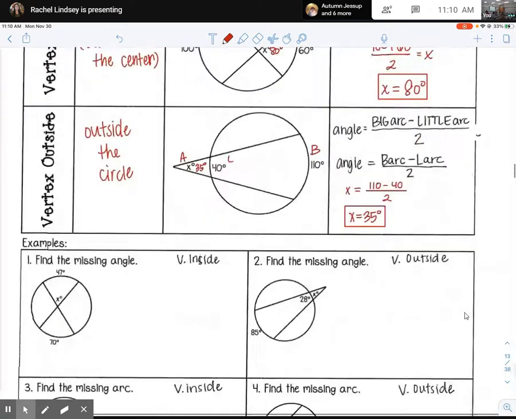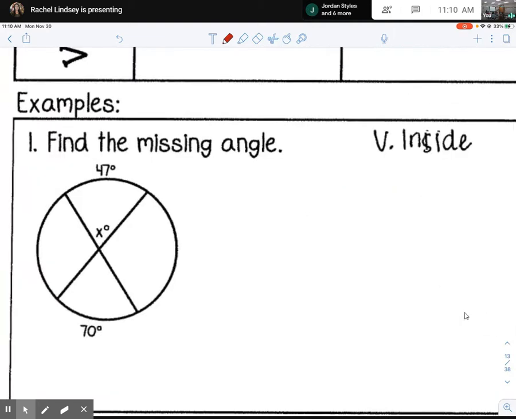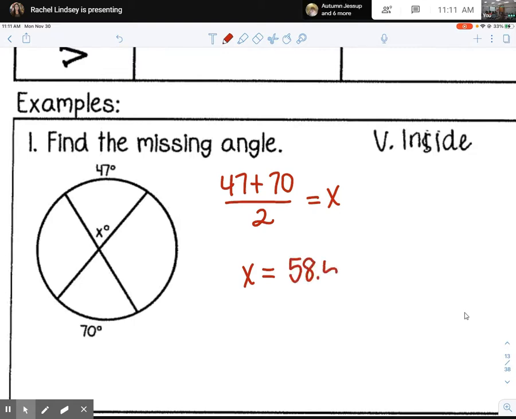Okay? So looking at number 1, that's vertex inside. So we're going to use arc plus arc divided by 2 equals the angle. So what are my two arcs? 47 and 70. Add those together, divide them by 2. You will get a decimal. When you do 47 plus 70, you'll have 117 divided by 2 gives you 58.5 degrees. So x is 58.5.